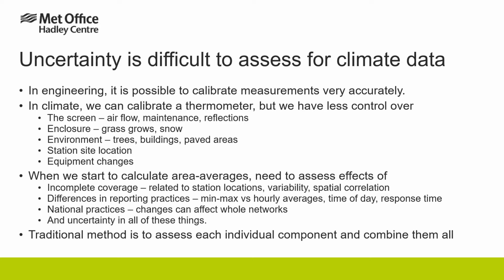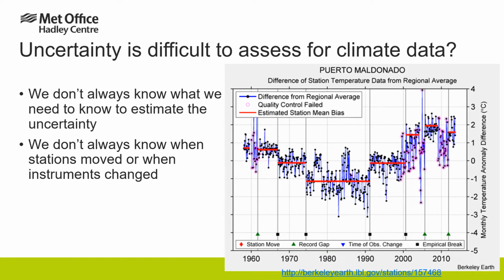And there are uncertainties in all these things that we would like to assess. Traditionally, the method is to assess each individual component and then combine them all. So you would assess the uncertainty in the screen-related variables, the enclosure and the environment. You would add all of these up and combine them to get an overall estimate of the uncertainty. But this is rather a large task. Just to give one example of why this is particularly difficult, we don't always know what we need to know to estimate the uncertainty.